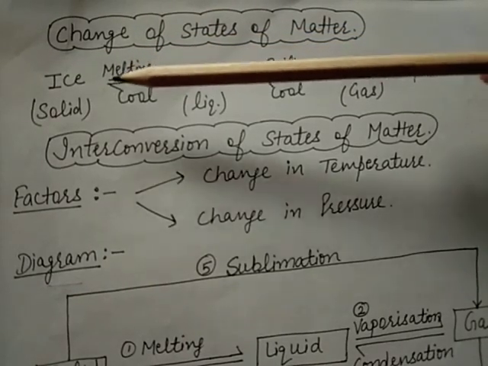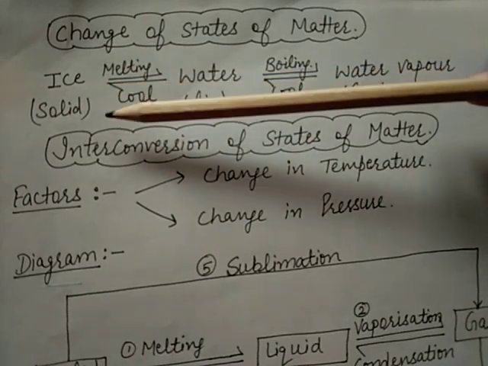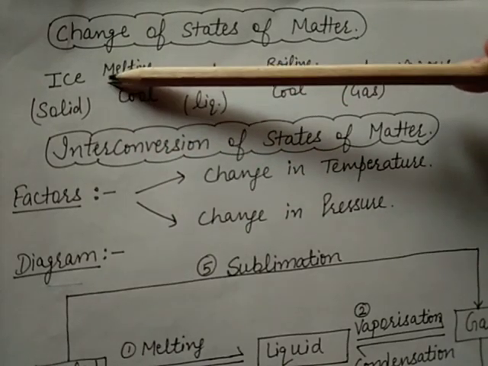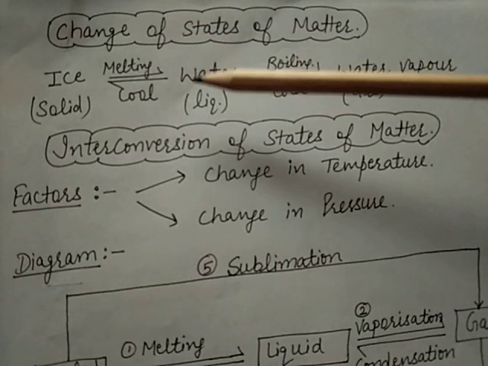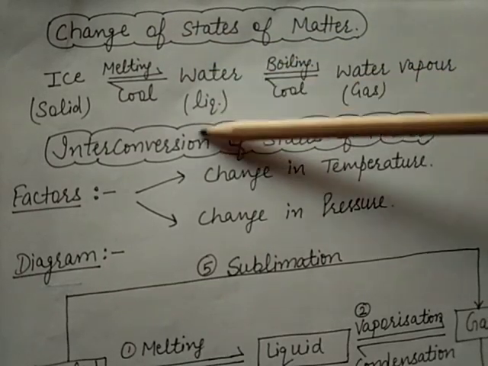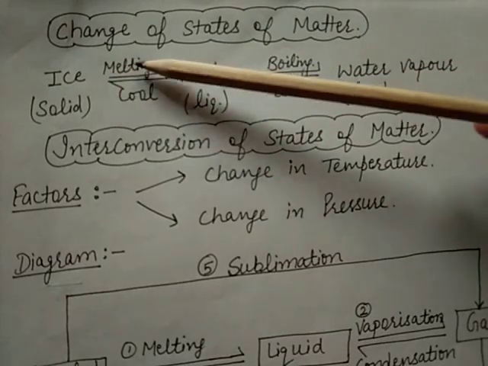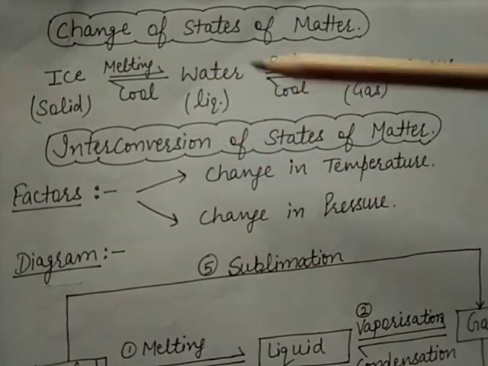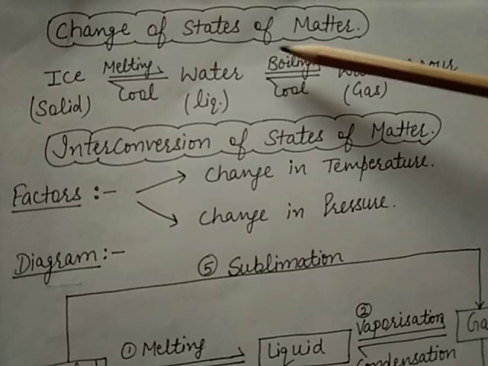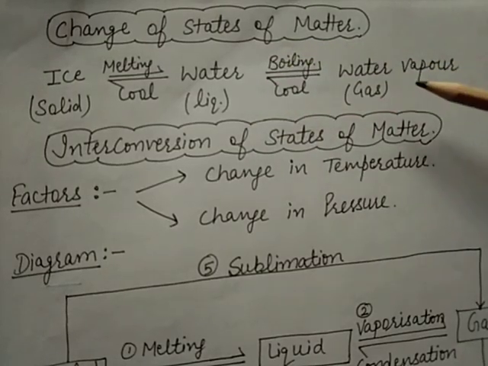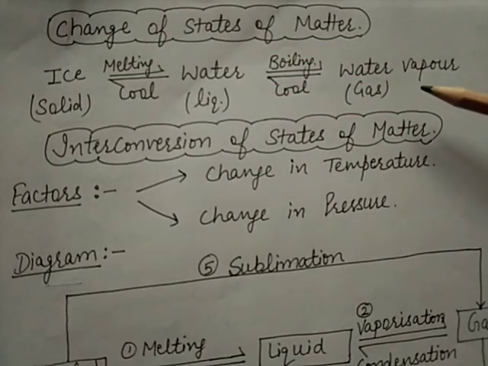First, in solid form, water exists in the form of ice. In liquid form, it changes into water. Ice melts into water, and after boiling, water changes into water vapors.